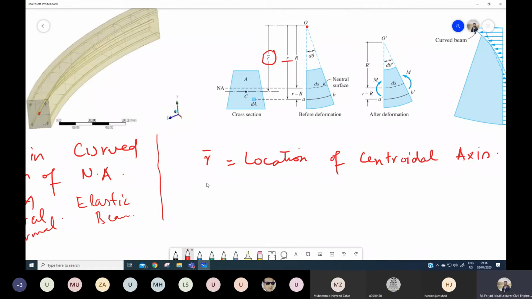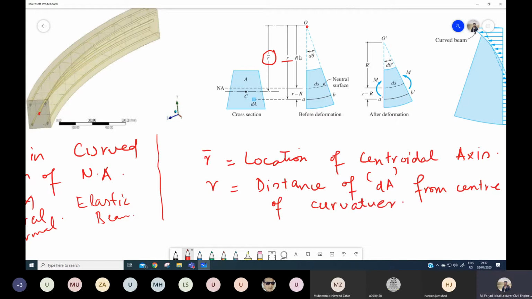This small r is the location of any random area dA for which we will be deriving this equation, and then obviously if we take the integral we can apply it over the whole cross section. So this r is the distance of dA, which is any random differential area, from the center of curvature.